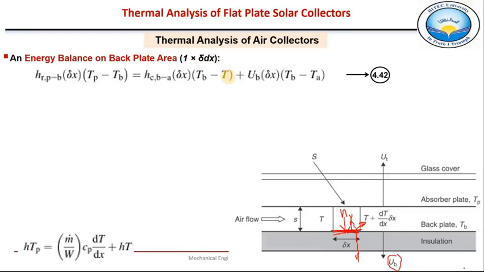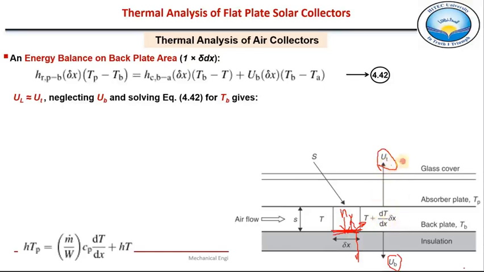So now here we shall see that normally the bottom heat loss coefficient is negligibly small compared to the top heat loss coefficient. So here we can say that the overall heat loss coefficient is simply given by UT if we neglect UB. So if in this equation we neglect this UB, this term is negligible, approaching 0. And now we can write the equation of Tb from this equation 4.42. What is 4.42? That is the energy balance on the back plate.